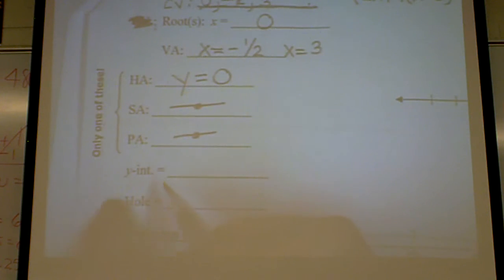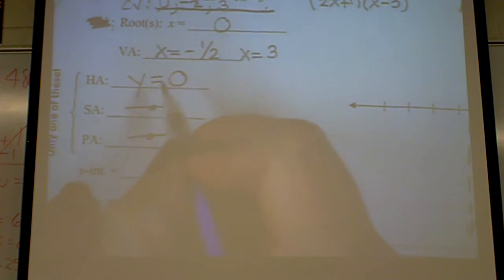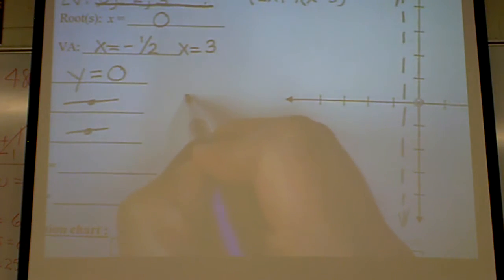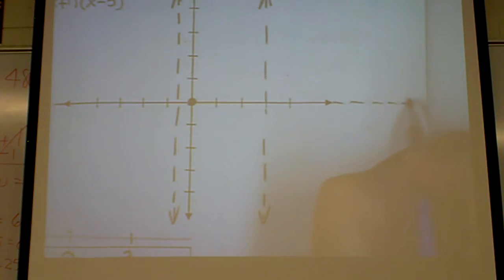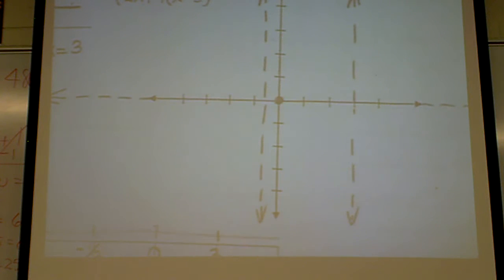How do you find the y? Oh, by the way, right now, we're going to graph y equals 0. Now, this is what I do. I go like this. I do a dotted line right here. Okay, now, this is the strange thing with a horizontal asymptote.